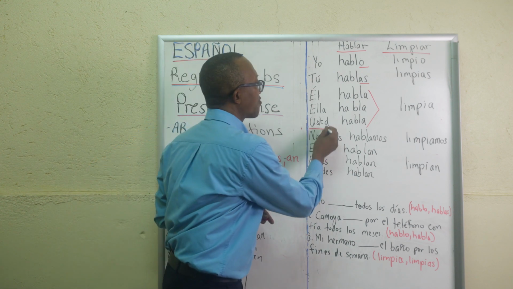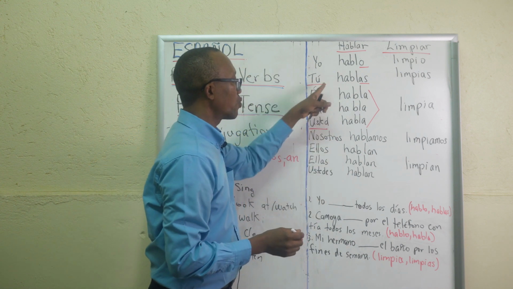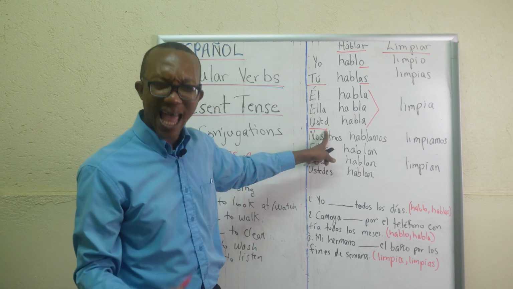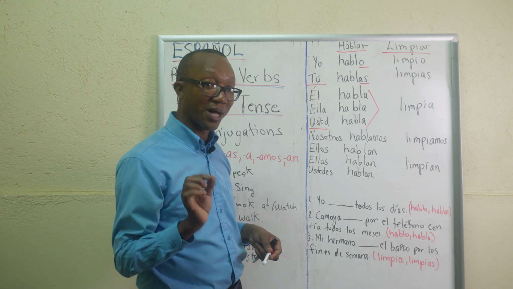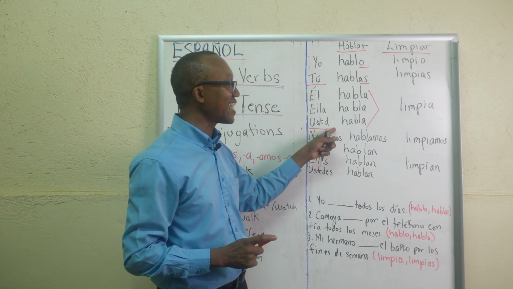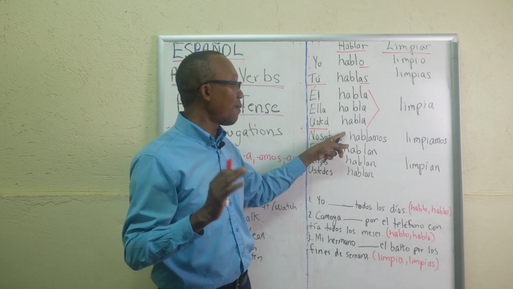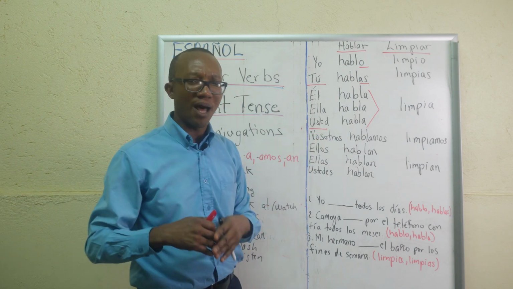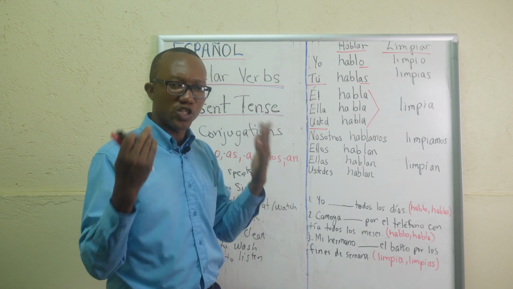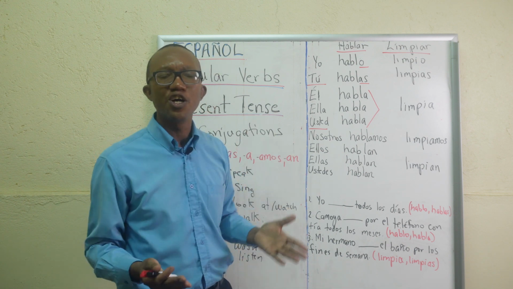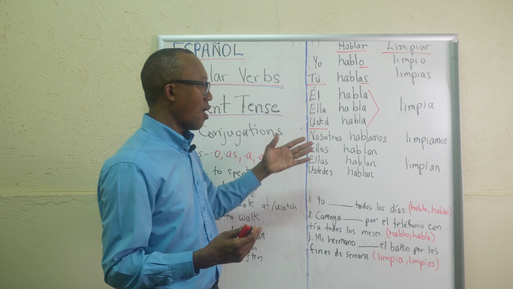So we have usted versus tú. Tú is friendly, usted is formal, or polite. I think I might be going a little too fast, so I'm going to slow down a bit. So usted for formal, polite, usted habla, an older person, so you show respect to your teacher, your principal, your manager, right? You say usted.